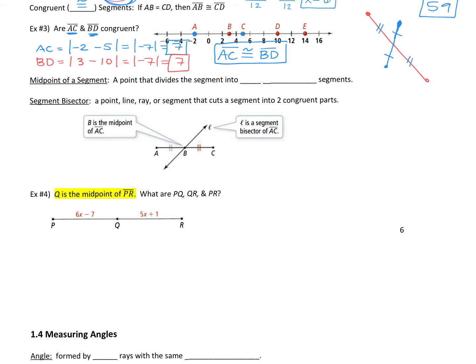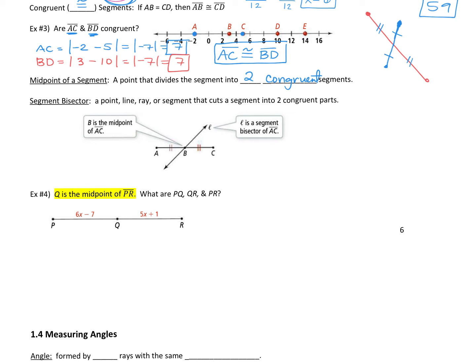Last little bit here. There are 2 terms here that really, they're essentially the same thing. One is just a little bit more detailed than the other. But a midpoint of a segment, okay? And a midpoint is exactly what it sounds like. It's the middle point, right? It's the point right in the middle of our segment. So a midpoint of a segment is a point that divides the segment into 2 congruent segments.